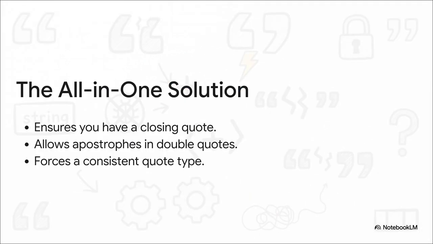Think about it. This one rule just handles everything. By focusing on matching your quotes, you automatically remember to add a closing one. It forces you to think for a second about what's inside your string, so you'll naturally use double quotes if there's an apostrophe. And of course, it makes you use the same type of quote at the beginning and the end. It's like the perfect all-in-one solution for all 3 of our culprits.